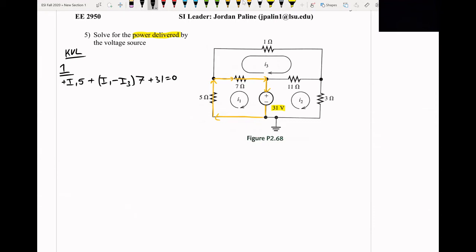And if we simplify this out, this will be 12I1 minus 7I3 is equal to negative 31. And that'll be our first equation.